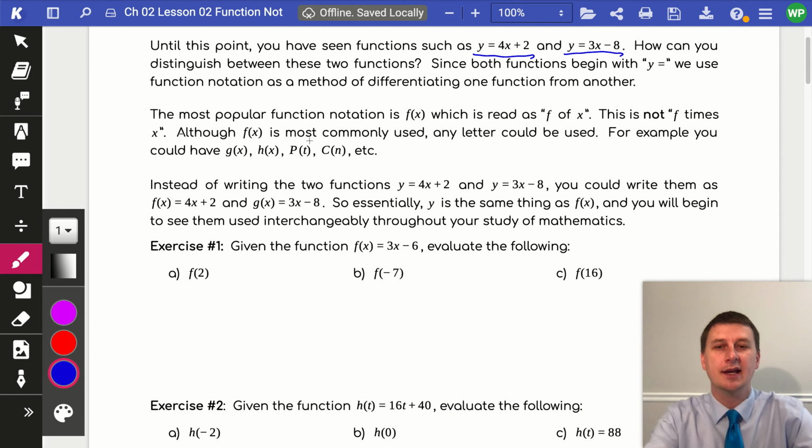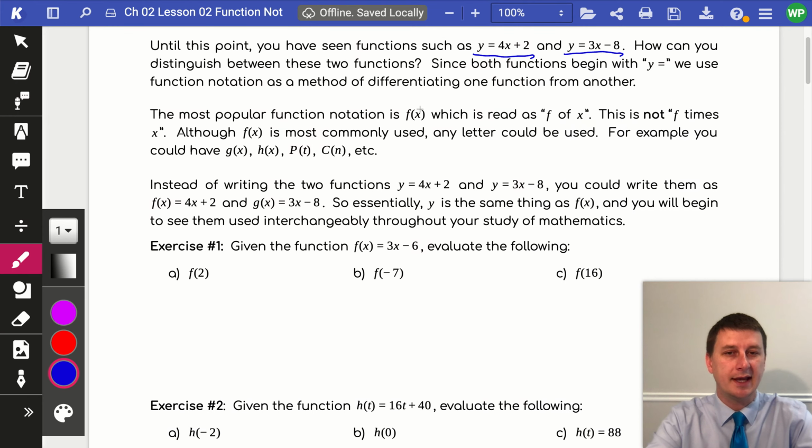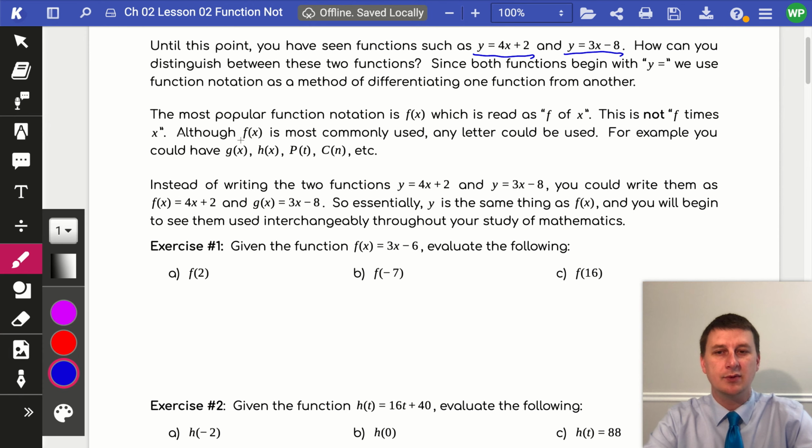Although f of x is most commonly used, any letter could be used. For example, if this is read as f of x, how would you read this one? Yes, g of x. What about this one? h of x. This one? p of t. And this one? c of n. Good. Anything like that, you're going to read it as g of x, h of x, p of t, and c of n.